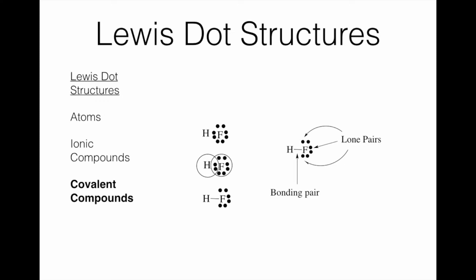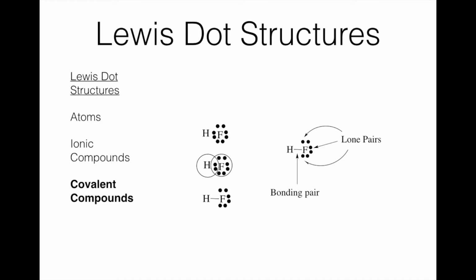Here's another example, this time with HF. I already have the two bonded together. You'll notice this time hydrogen still has the 2 that are being shared, but fluorine also has 8 around it. We can also represent that with the bond like we see in the bottom left.